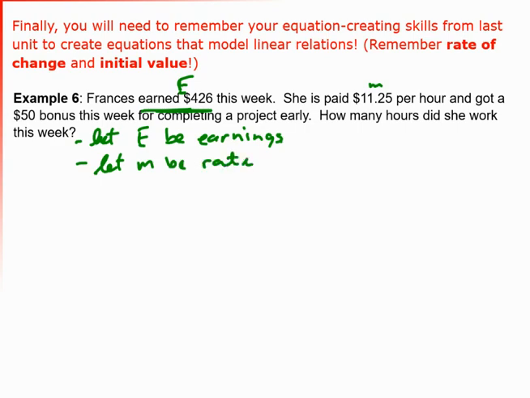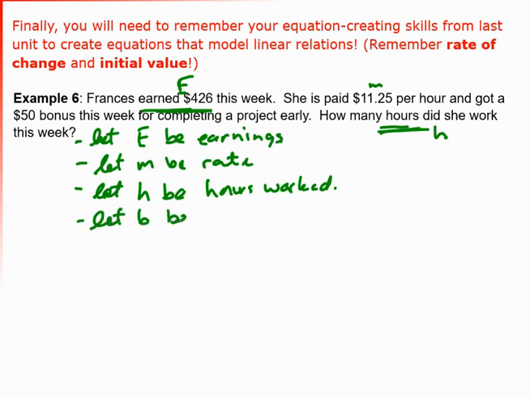of pay per hour. Okay, well, she would need to know how many hours she worked. So you could use H. Let H be hours worked. Okay, so that's how many hours she's working. And we had a bonus. So hey, why not use B? Let B be the bonus.